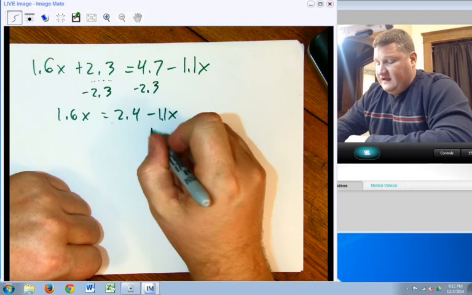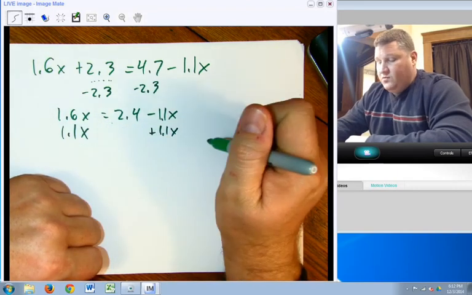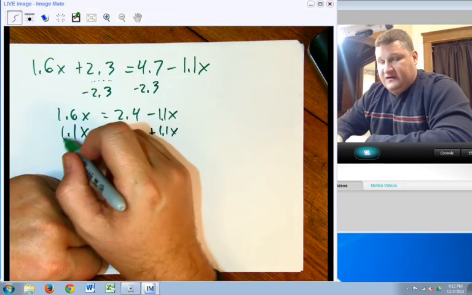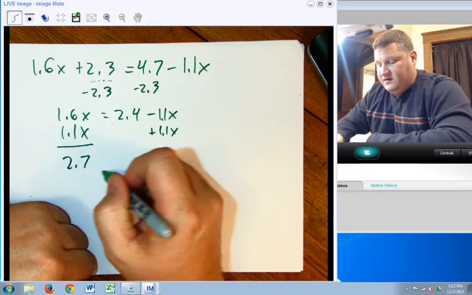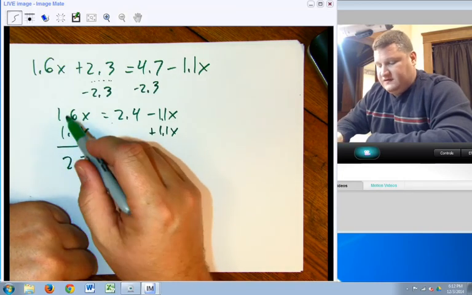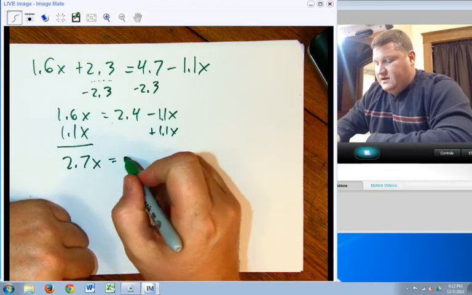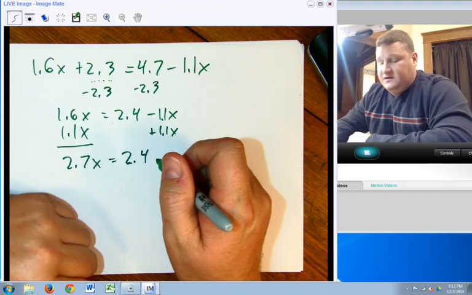So let's add 1.1x to both sides. With that, I have 1.6 plus 1.1. The answer is 2.7x. So 7, 1, and 1 is 2, and the decimal comes straight down, equals 2.4. Now, you could use your calculator if you needed, and that's fine as well.